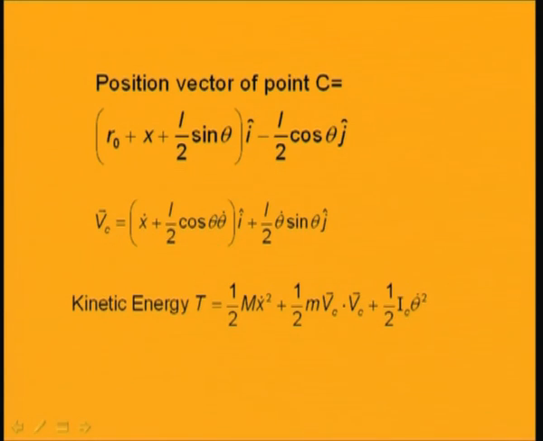So sin theta differentiation will be cos theta into theta dot. So this is the ith component, and for the jth component, cos differentiation will be minus. So this equals plus minus minus plus, L by 2 theta dot sin theta j. The kinetic energy of the system you can write.